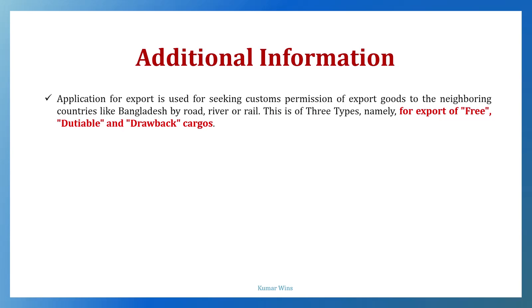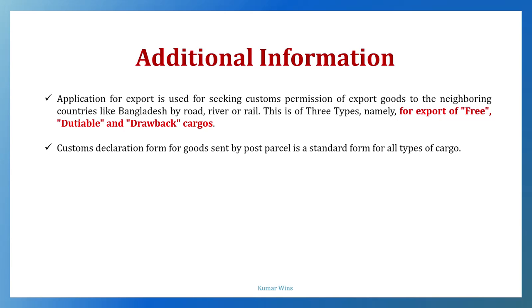Here I thought of giving some additional information which you will find very useful. Application for export is used for seeking customs permission to export goods to the neighboring countries like Bangladesh by road, river or rail. This is of 3 types, namely for export of free, dutiable and drawback cargoes. Then customs declaration for goods sent by post parcel is a standard form for all types of cargo.